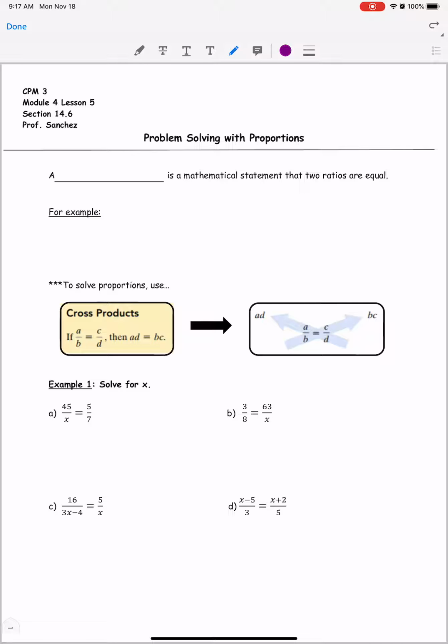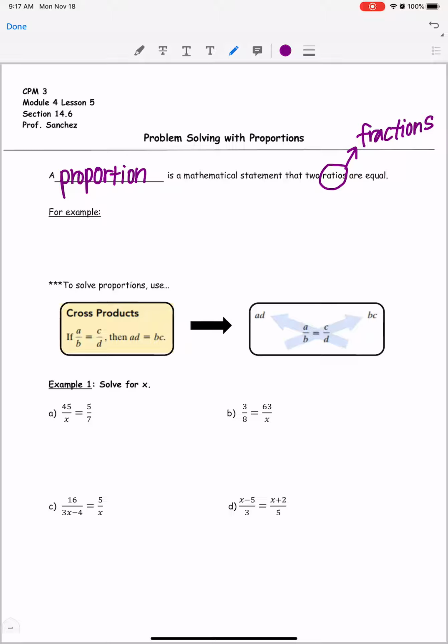So in your last lesson, we are going to be problem solving with proportions. Before we do the problem solving, the word problems, we need to review proportions really quickly. Your first definition here is a proportion. A proportion is a mathematical statement that two ratios are equal. And when they refer to ratios here, they simply mean fractions. So they're saying two fractions are equivalent.